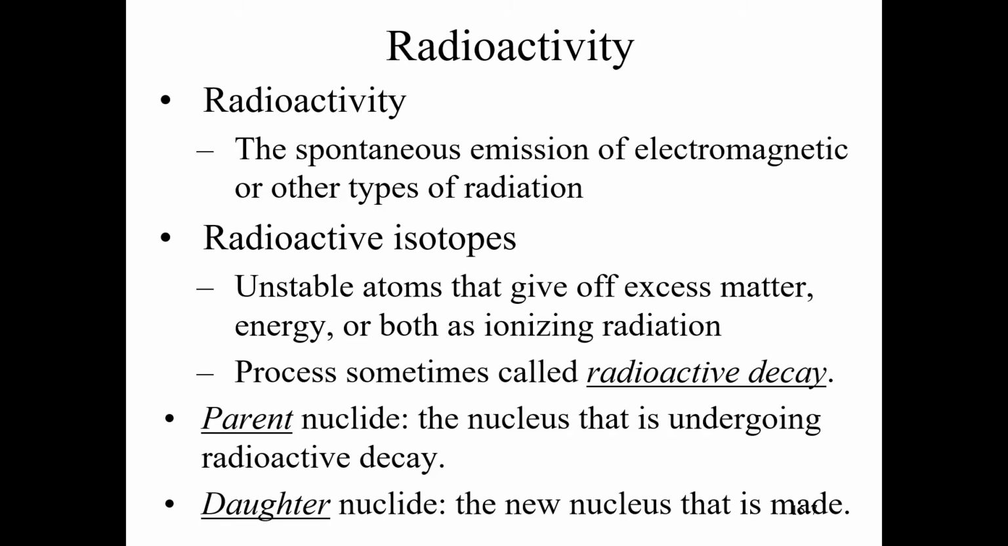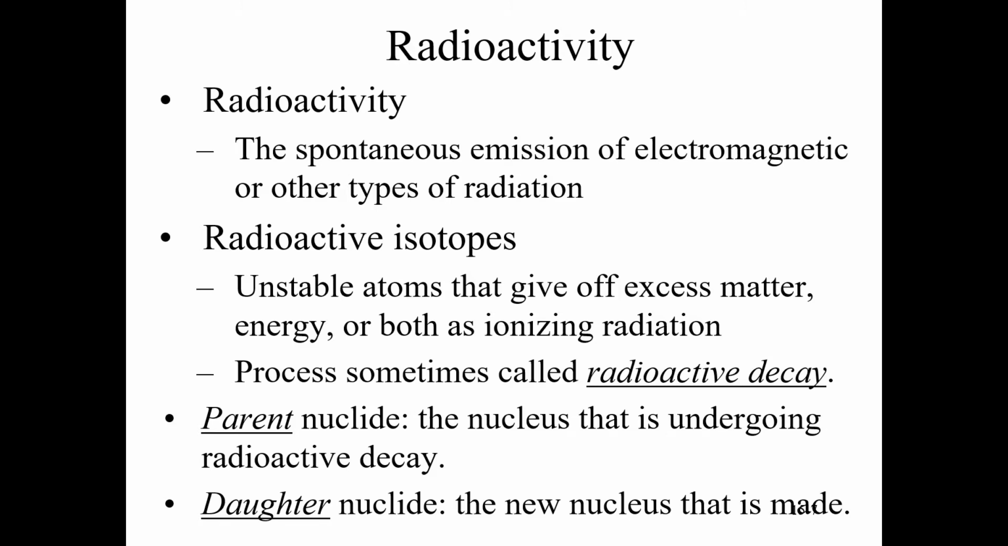When you have this type of radioactive decay, we say that the parent nuclide is the nucleus that is undergoing the radioactive decay, and the daughter nuclide is the new nucleus that is made. They're sort of parallel to the reactant and the products in a standard chemical reaction.